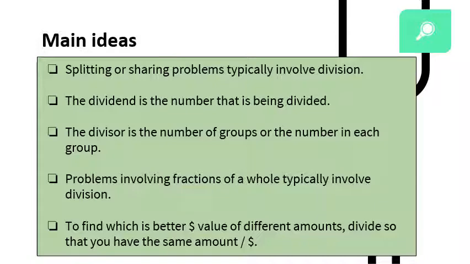The dividend is the number that is being divided. So that's the first number in our number sentence. The divisor is either the number of groups that we're making or the number in each group. So remember the example with the shipping containers. It can be the number of containers it's going into, or it can be the number in each container. It just depends what the question's asking.